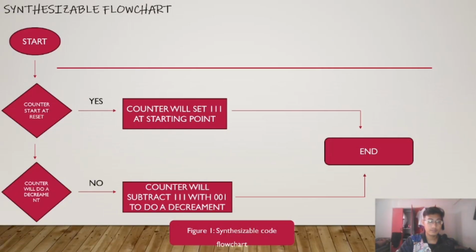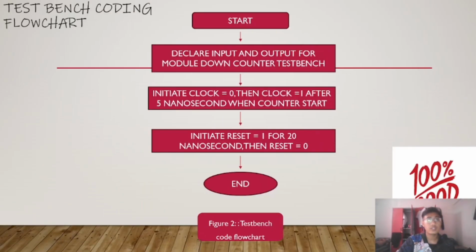Next, I will be talking about the test bench coding flowchart. Before I start, I will tell you the meaning of this test bench code. A test bench is a step for the compiler to check whether the coding is right or wrong. So I will start with the flowchart.